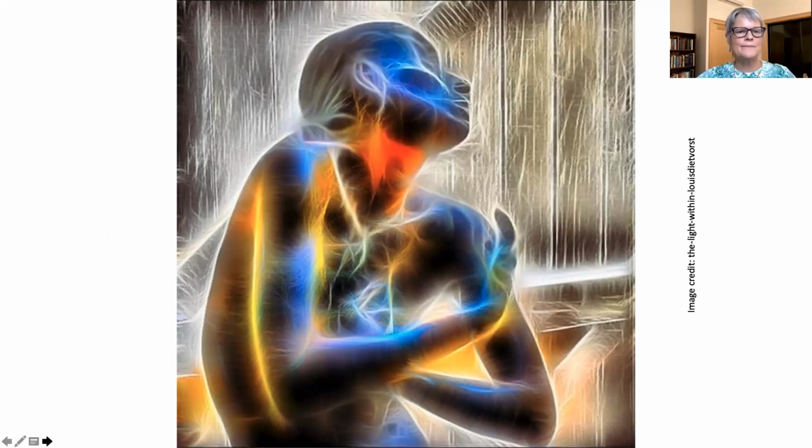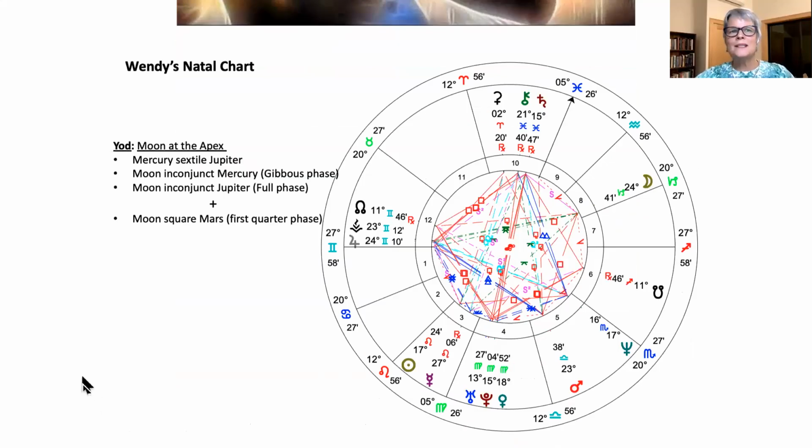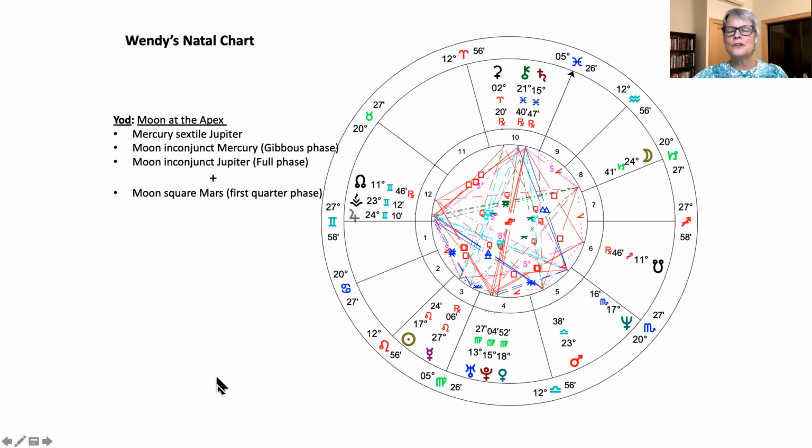So moving to Wendy. Wendy, before you start saying something, I'm going to go through some of the basics here on your chart, and then I'll let you take it over. This is her natal chart, and I want to point out some important things around what is contacting her moon in Capricorn in the 8th house. What's very interesting is that her moon is at the very tip of the yod.